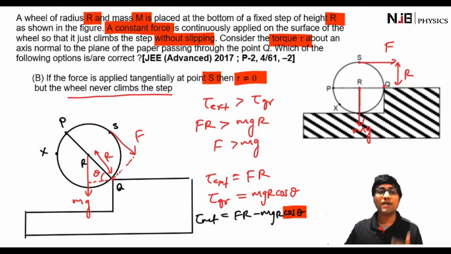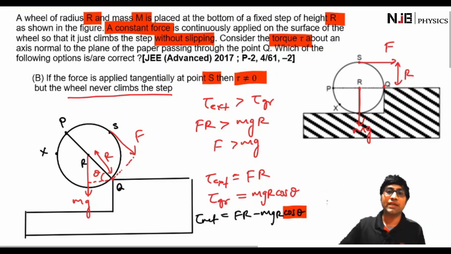Anyways, this was not asked in this question because we have already said that this option is going to be incorrect, because it is saying that the wheel is never climbing the step, which is definitely not the case. So option B is incorrect.